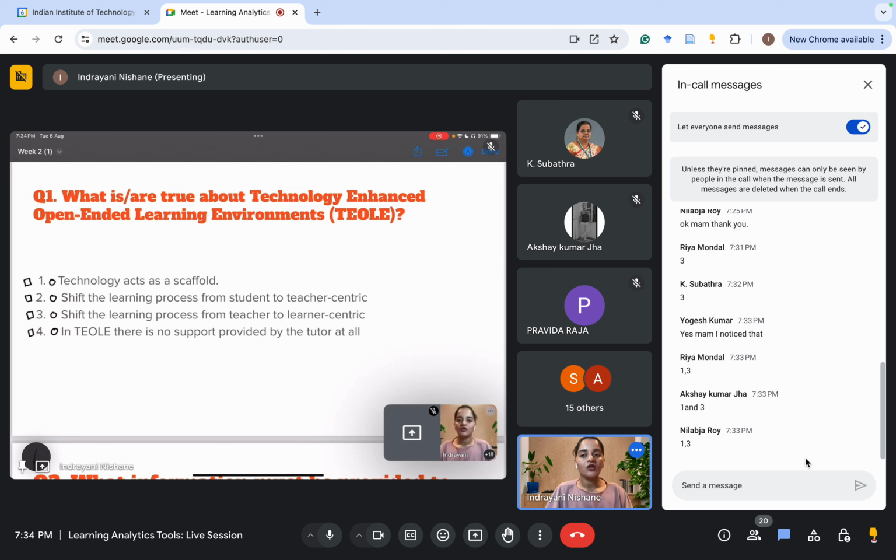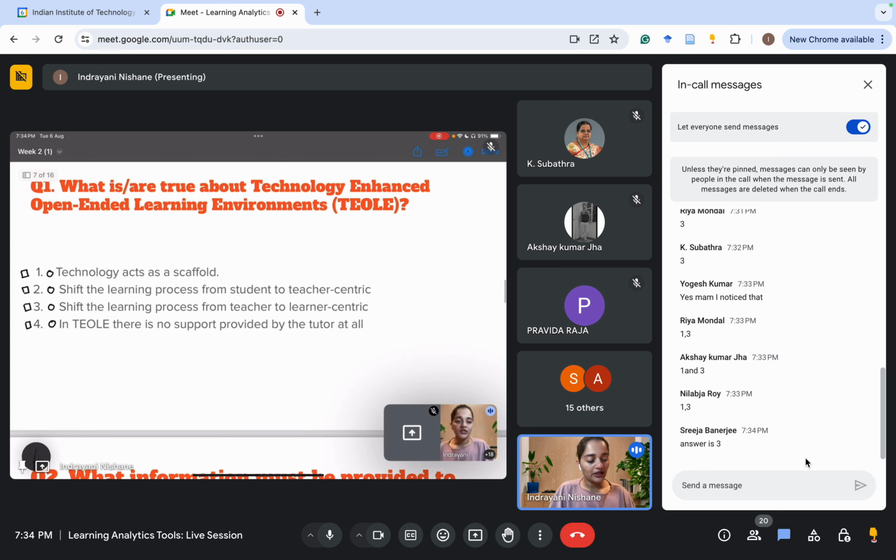Technology enhanced open-ended learning environment is TEOLE. Open-ended learning environment is OELE, and then there is the technology enhanced learning environment. A technology enhanced learning environment could be linear or open-ended. In the sequential case, the learner may not have the liberty to change the sequence of topics, but in open-ended, learners have the freedom to choose what topic they want to go through. So this question has multiple correct answers.